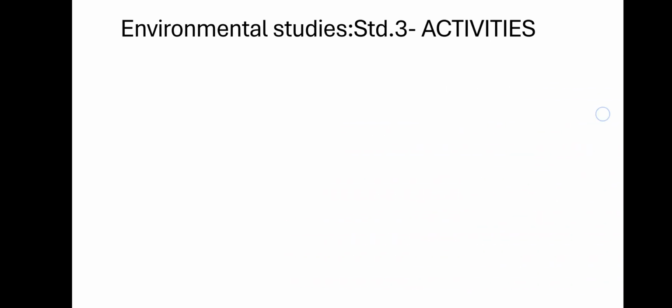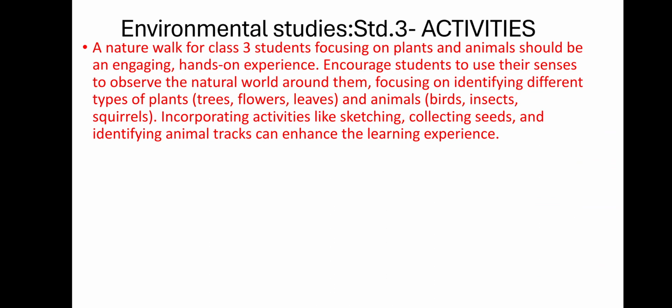Environmental Studies Standard 3 Activities. A nature walk for Class 3 students focusing on plants and animals should be an engaging, hands-on experience. Encourage students to use their senses to observe the natural world around them, focusing on identifying different types of plants, trees, flowers, leaves, and animals, birds, insects, squirrels. Incorporating activities like sketching, collecting seeds, and identifying animal tracks can enhance the learning experience.